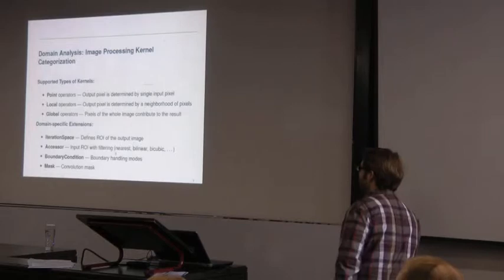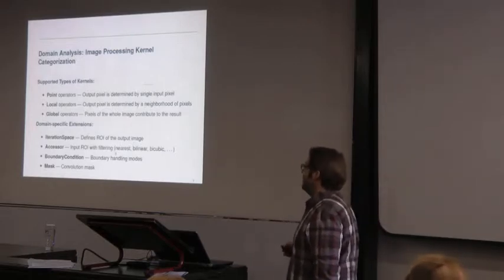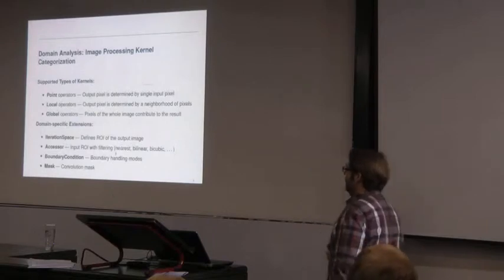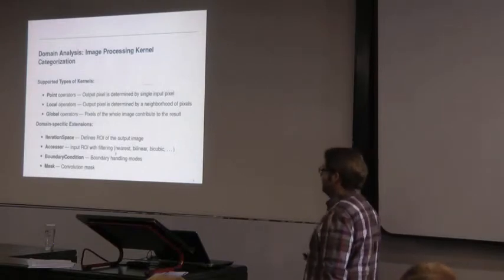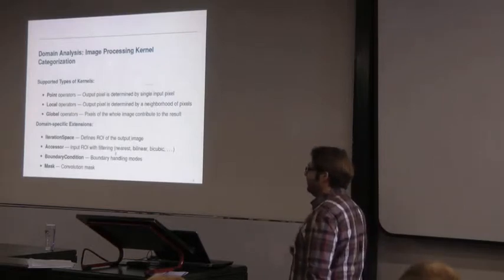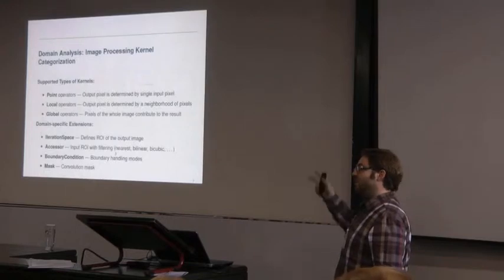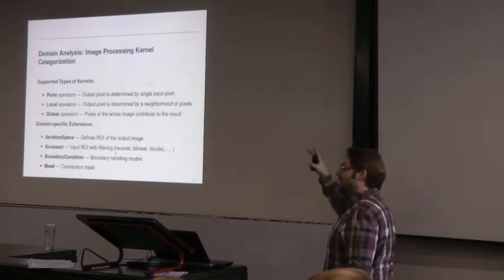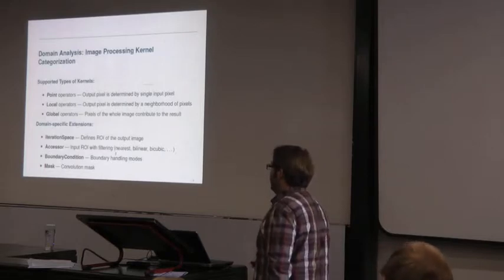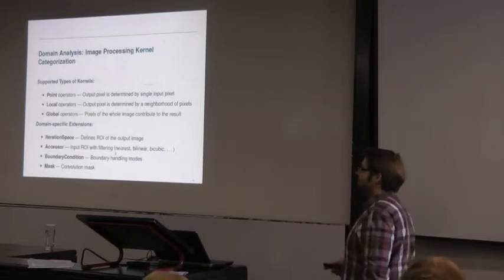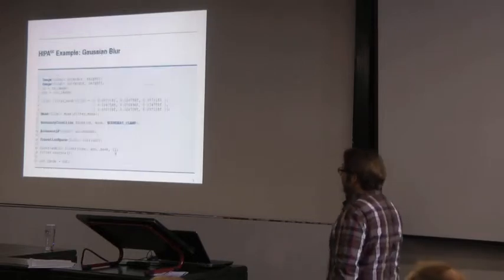You have an iteration space, which defines the region of interest of the output image. You have an accessor, which defines the region of interest of the input image. The accessor combines filtering, and we have boundary conditions, of course, in image processing. You need to think about, especially with local operators, what you are going to do at the image boundaries. So we have several boundary handling models, and of course we have a lot of convolutions in image processing, so you have a mask. What does this look like in HiPAC?